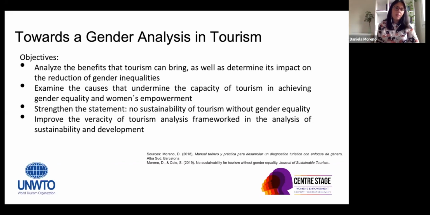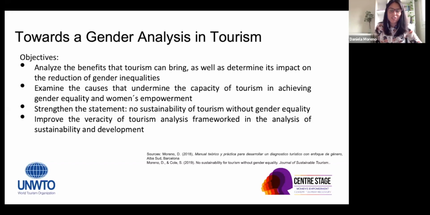And the fourth objective is to improve the veracity of the tourist analysis framework in the analysis of sustainability and development. This last objective is quite linked to the statement, sustainability of tourism without gender equality, because we are going to improve all kinds of analysis linked to tourism. Now we have this new analysis on climate change. I have seen beautiful research and beautiful conferences on gender and climate change. We have to study that, and we have to bring it to tourist development, because we are going to improve the sector for sure. So this is something quite important.